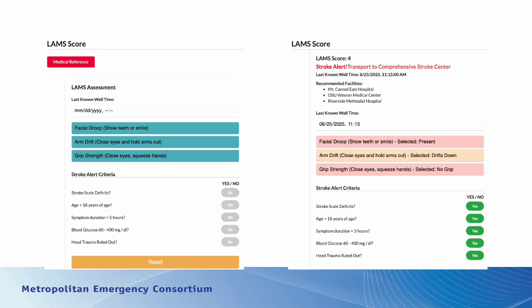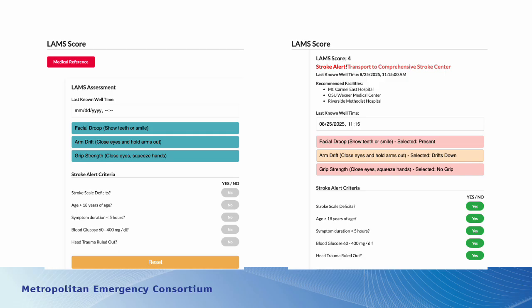On the right-hand side, I filled it out. The patient was last known August 25th at 11:15 a.m. He has facial droop. He's got arm drift, and he's got no grip in his hand. So he has a Lance score of 4.